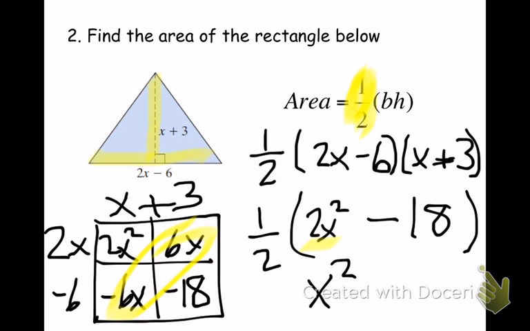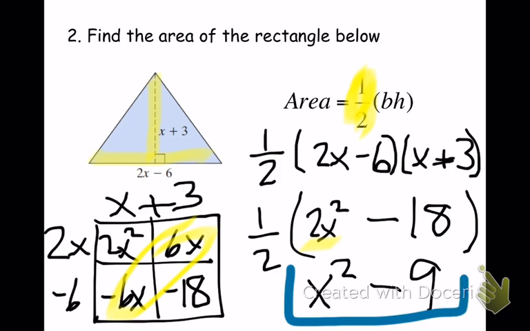Now I'm going to go ahead and multiply 1/2 times negative 18, or subtract 18. So again, half of 18 is 9, or 18 divided by 2 is 9. So I'm going to have minus 9 here. So my final answer here is x squared minus 9. So this is my area of the triangle, x squared minus 9. Give you guys a chance to finish writing it down if you haven't done so, and then we'll move on to the next example and the last example.